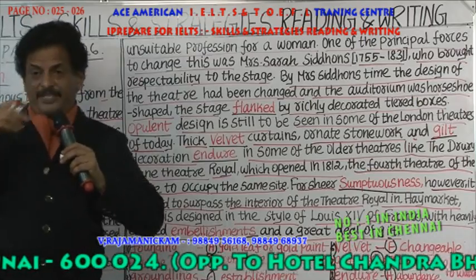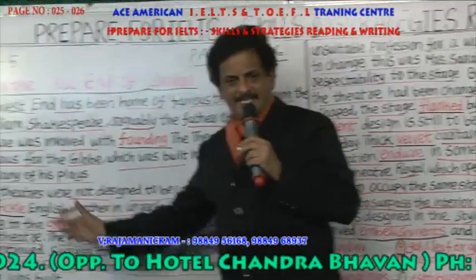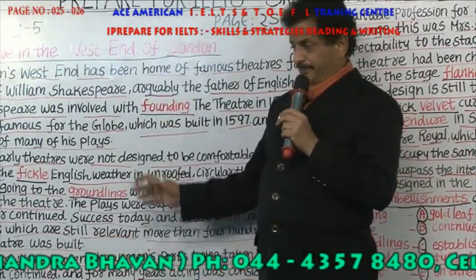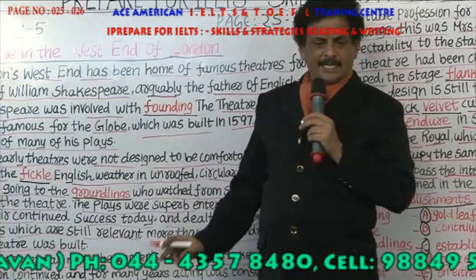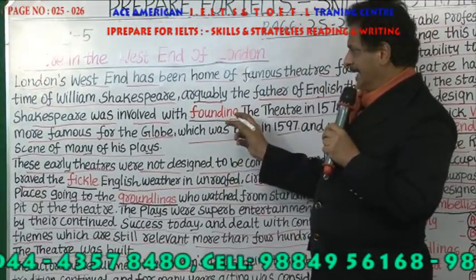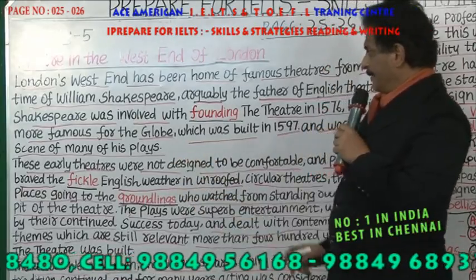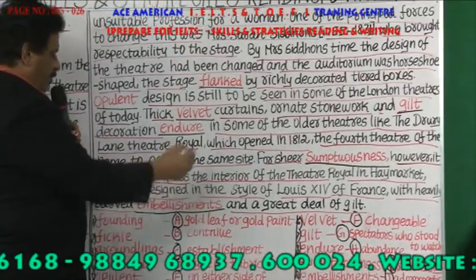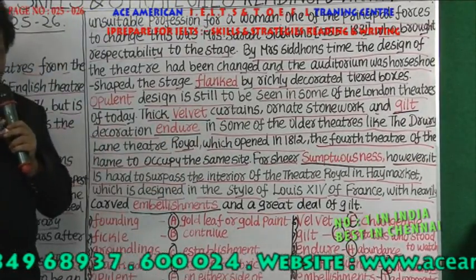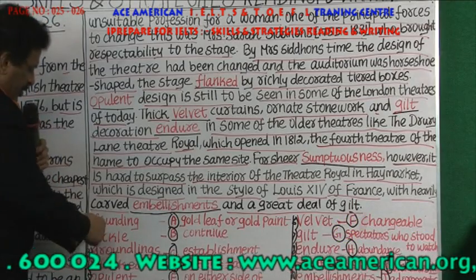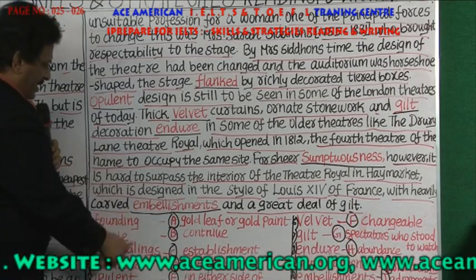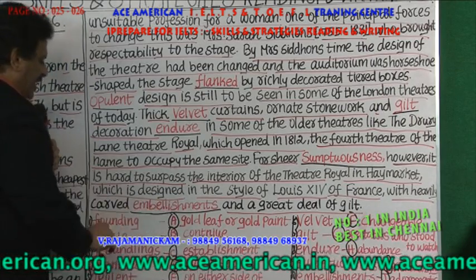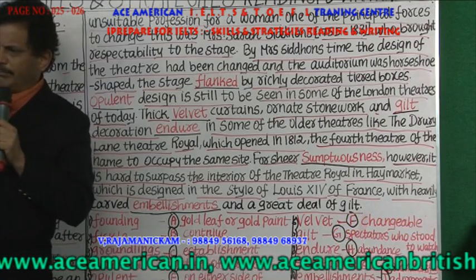Okay, my dear friends, here one essay is given in your IELTS reading. There you find vocabulary which is highlighted, like founding, fickle, groundlings, and over here flanked, opulent, velvet, gilt, endure, sumptuousness, embellishments. After seeing the vocabulary, those words are arranged over here. 10 vocabularies are there, and the meanings are given randomly. You have to match the correct word.